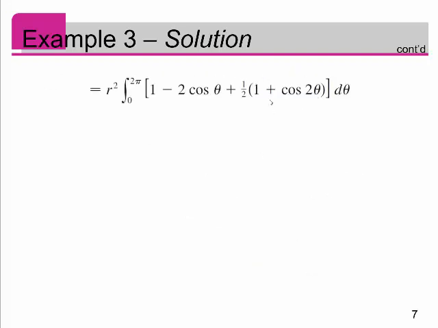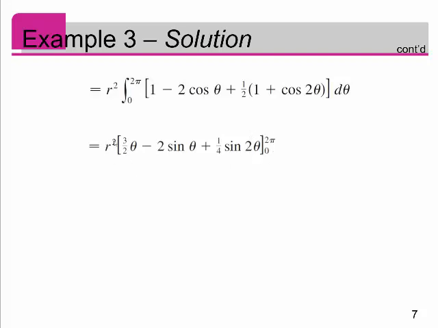When you power reduce it, you get the following: 1/2 times 1 plus cosine of 2 theta. Now this is pretty trivial to integrate, so it integrates as the following. How I got the 3/2 is the 1 plus 1/2 here. So this is 3/2 theta minus 2 sine theta plus 1/4 sine of 2 theta, and here we're going from 0 to 2 pi.